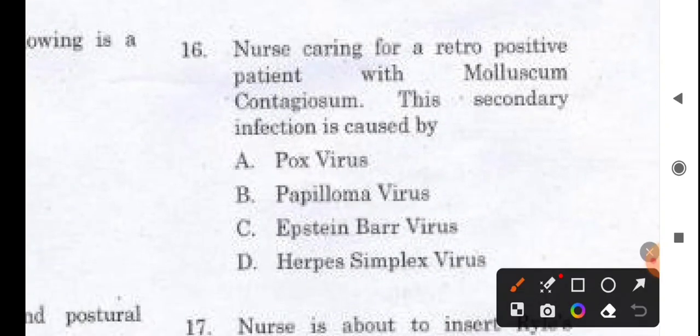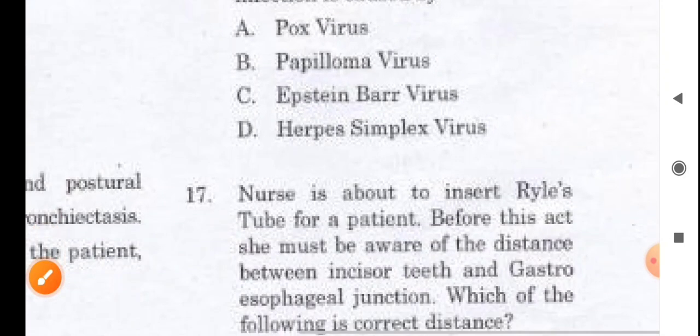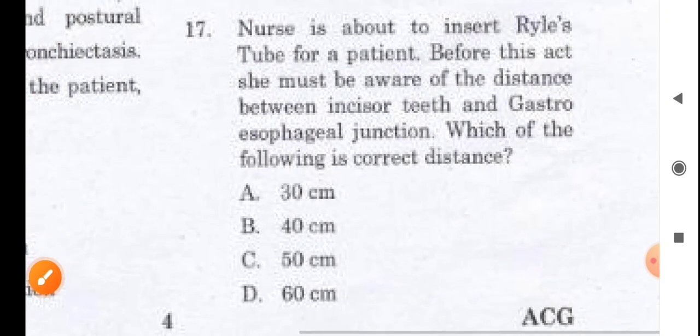Nurse caring for a retropositive patient with molluscum contagiosum. This secondary infection is caused by which of the following virus? Pox virus, papilloma virus, Epstein-Barr virus, herpes simplex virus. So you need to mention the virus name.